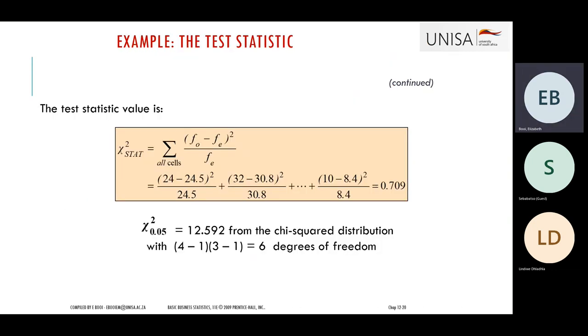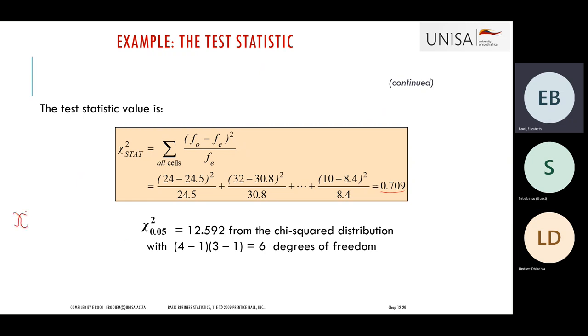Now, once you have your expected frequencies and your observed frequencies, you can calculate your test statistic. So our observed was 24 minus 24.5, remember that is the first one that we calculated, squared, divided by 24.5. And you do that until you get to 10 minus 8.4 squared divided by 8.4. And after you have solved this, you will get an answer of 0.709.